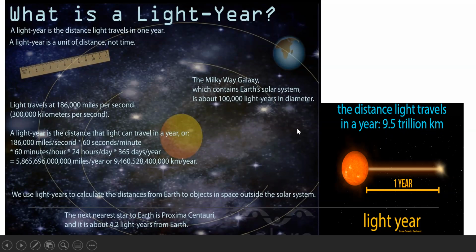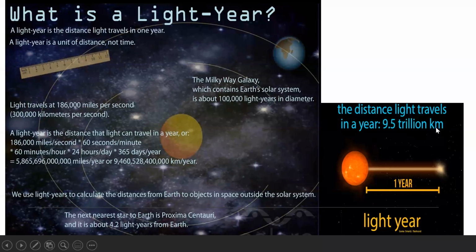So how much is that? It is 9.5 trillion kilometers. What is meant by trillion? How much is 1 trillion? 1000 billion equals 1 trillion. 10 raised to how much? Maybe 12. Yes, 10 raised to 12. So the distance light travels in a year is 9.5 into 10 raised to 12 kilometers.